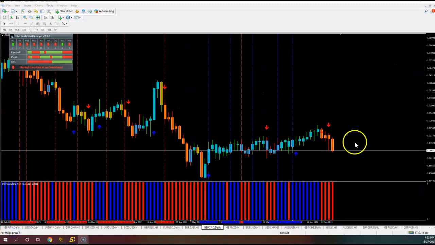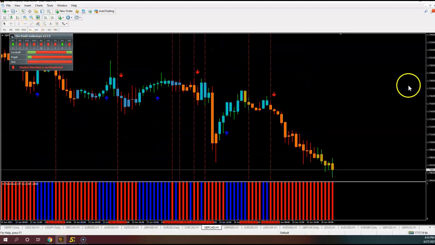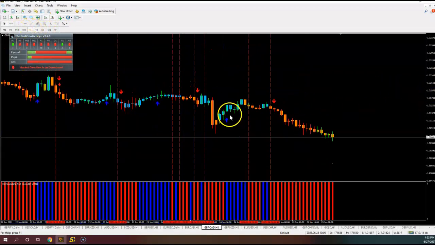Another one that I took on pound Canadian dollar. Daily chart, 4 days in a row. Notice 4 red bars, 4 hour chart. With the exception of a small retracement, it was mostly red bars. So trades taken on the 1 hour chart, remember, disregard those buy signals on the 1 hour chart because that's just a retracement. They're going to be short-lived.